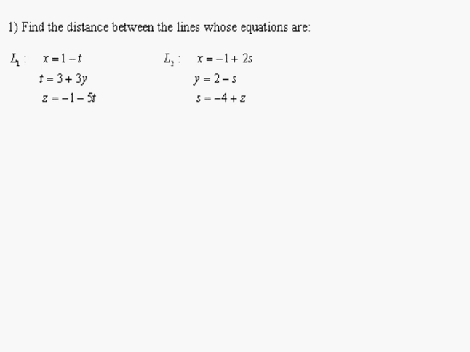That finishes up chapter 13, and then I'll introduce you to vector functions in chapter 14 before we go any further. Okay.